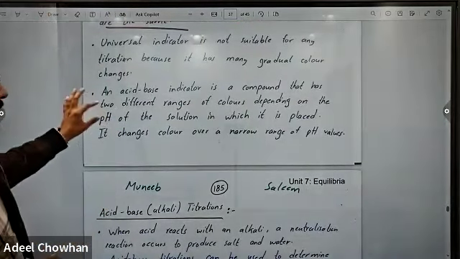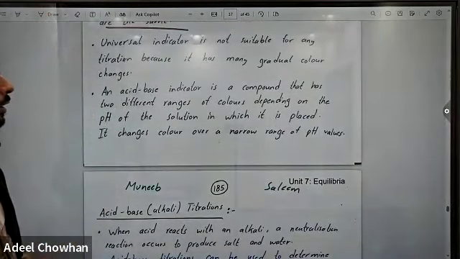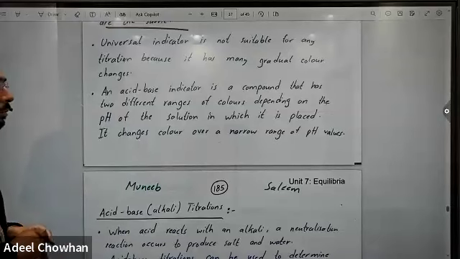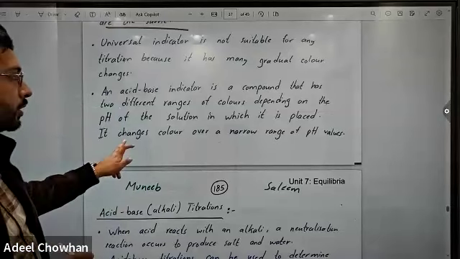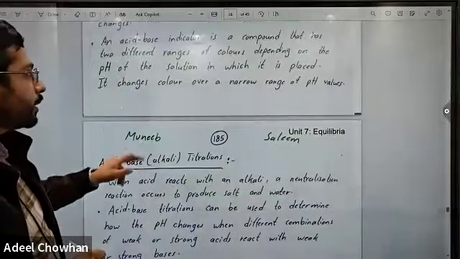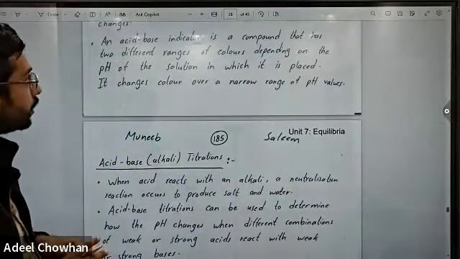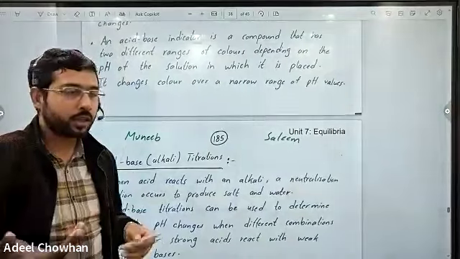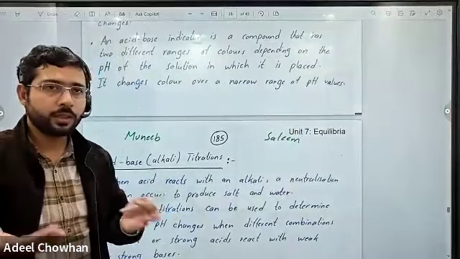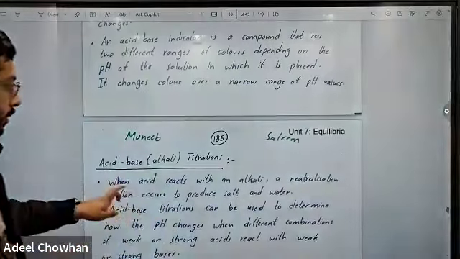An acid-base indicator is a compound that has two different ranges of colors depending on the pH of the solution in which it is placed. It changes color over a narrow range of pH values. So what are these acid-base indicators? These are the compounds which exhibit different colors in the solutions.